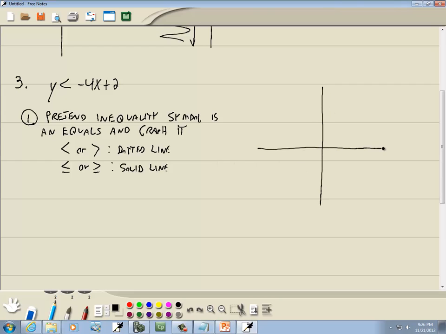Well, let's come over here. If I pretended this was y is equal to negative 4x plus 2, our y-intercept would be 2. So I'm going to come here and put a dot at 2. Our slope, this is in slope-intercept form, so this is our y-intercept, and our slope is the number that's before x, which is negative 4. And I want to write it in fraction form. Now remember, this is a change in y over change in x, so this is down 4, right 1. So down 1, 2, 3, 4, right 1, and that would be our second point.